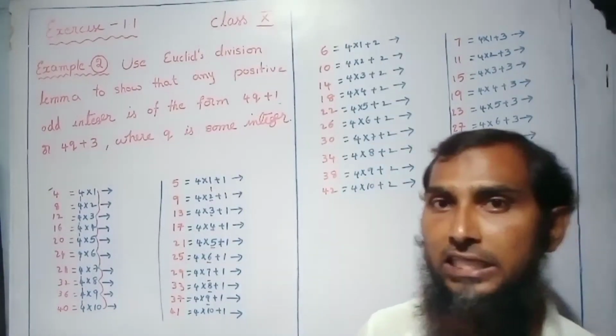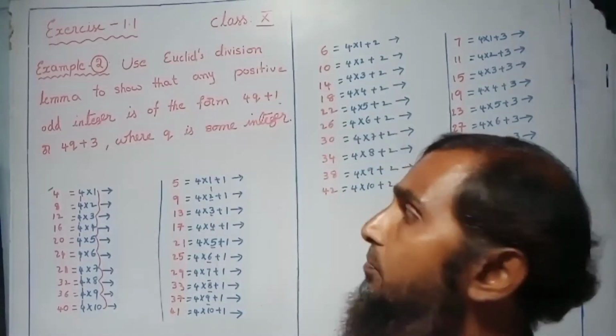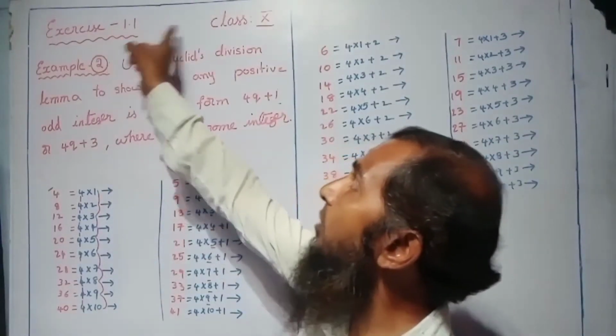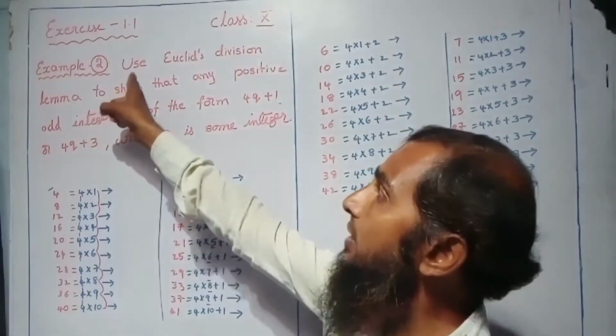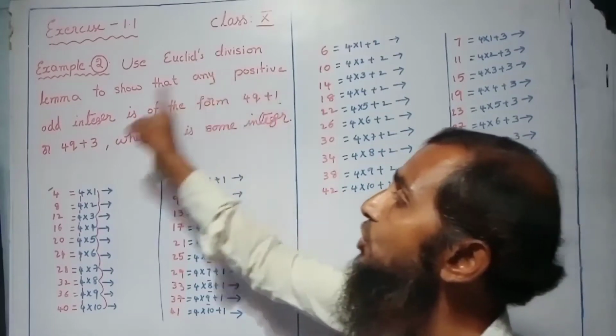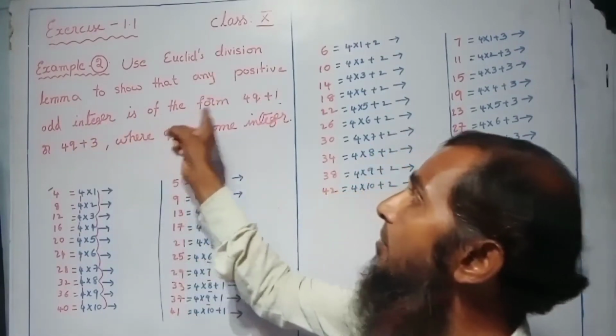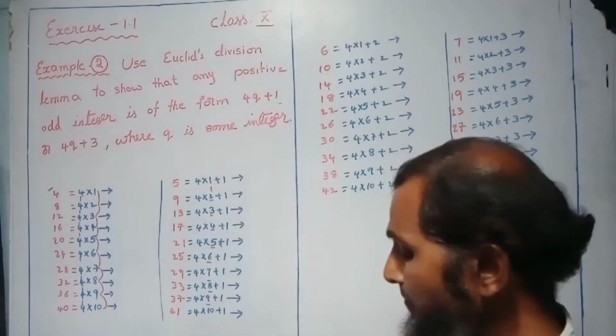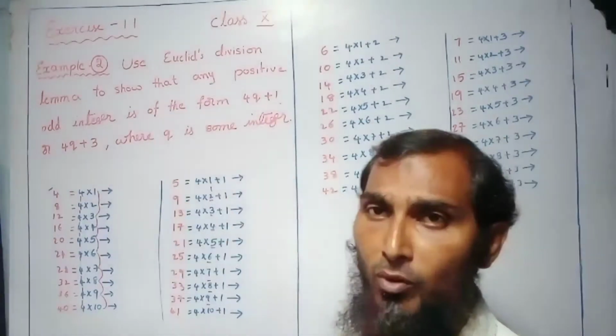Dear friends, in this video I am going to show you how to solve example number 2 in exercise 1.1 from 10th class. Observe: use Euclid division lemma to show that any positive odd integer is of the form 4q plus 1 or 4q plus 3, where q is some integer. Here, try to understand the problem and what is given.